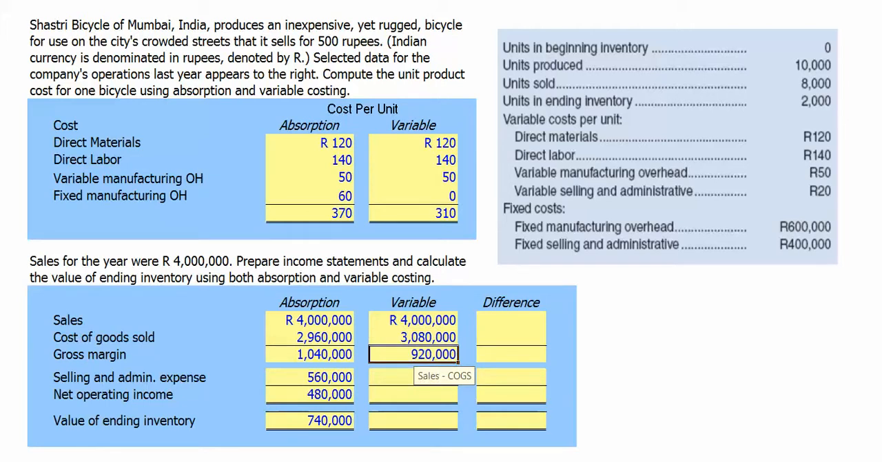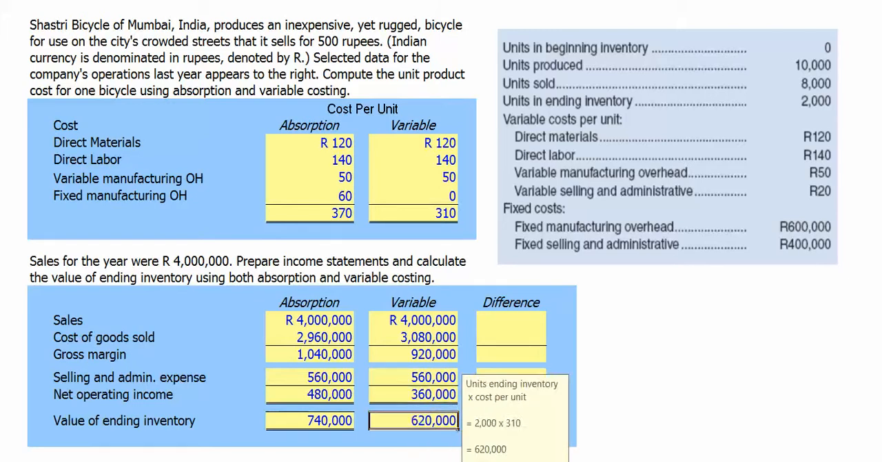We have the same selling and admin expenses of 560,000 rupees, which again is the fixed component of 400,000 rupees, plus 8,000 units times 20 rupees per unit, giving us a net operating income of 360,000 rupees. The value of our ending inventory will be 620,000 rupees, which is simply, again, the 2,000 units in ending inventory times our variable cost per unit of 310 rupees.